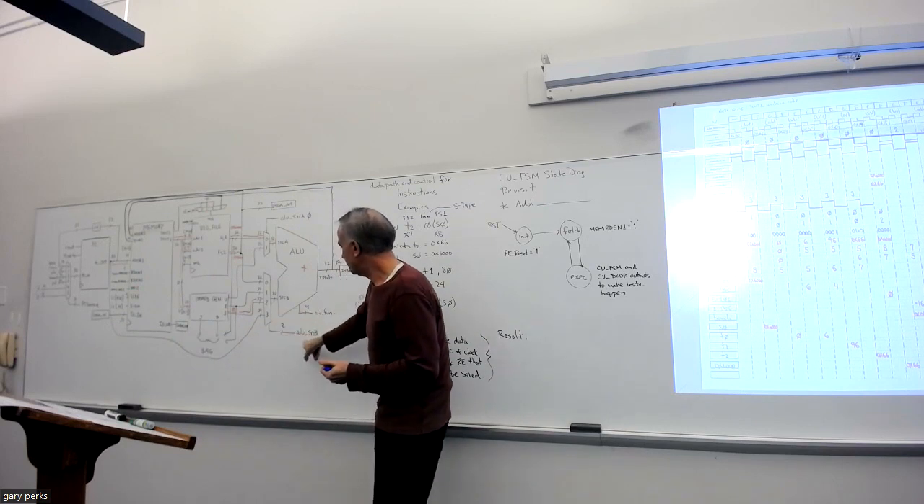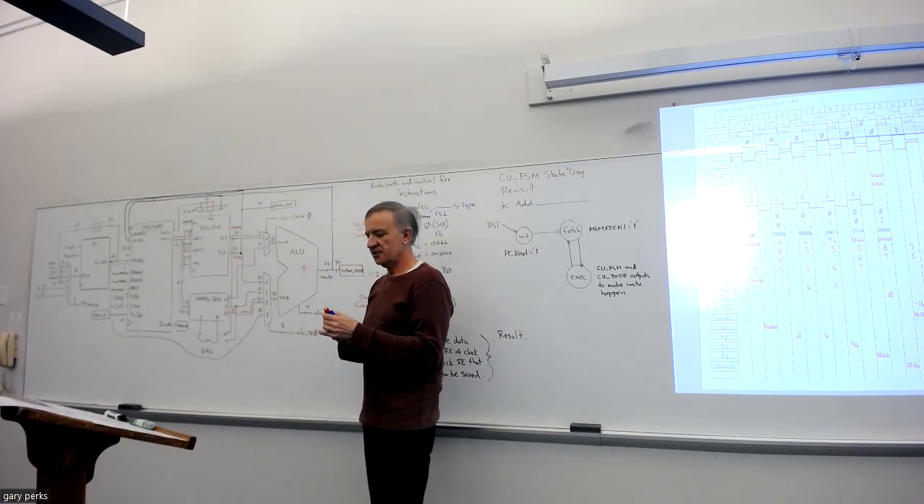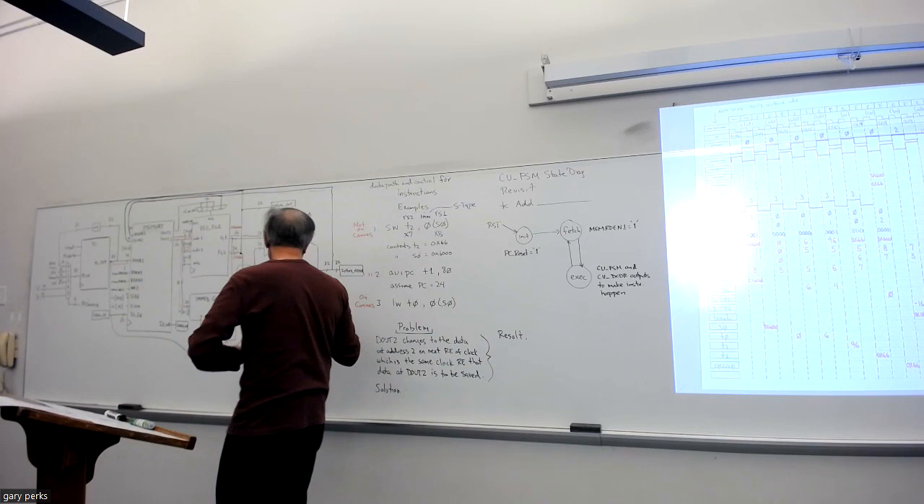Okay, how about this mux here for source B input? That's going to be 2.